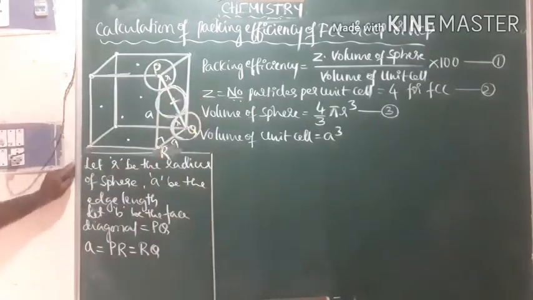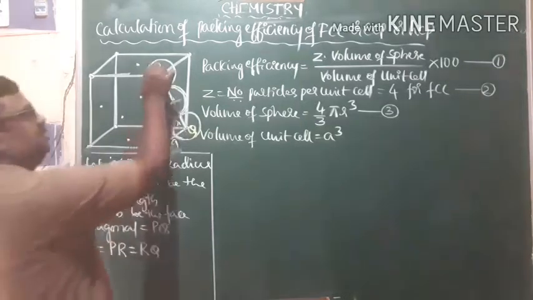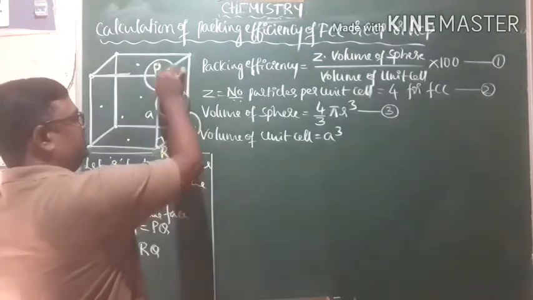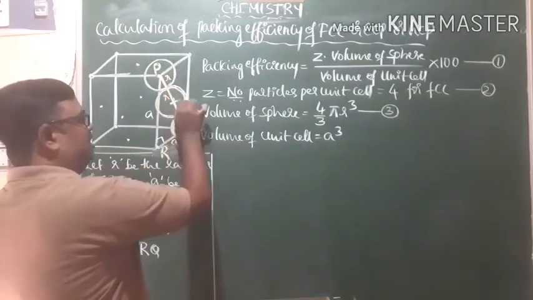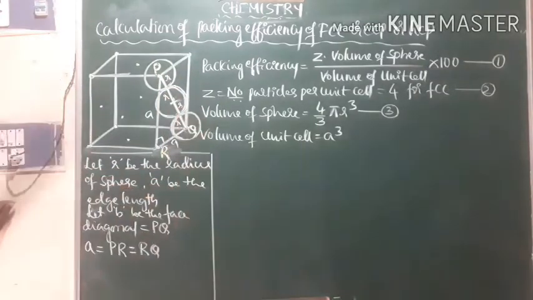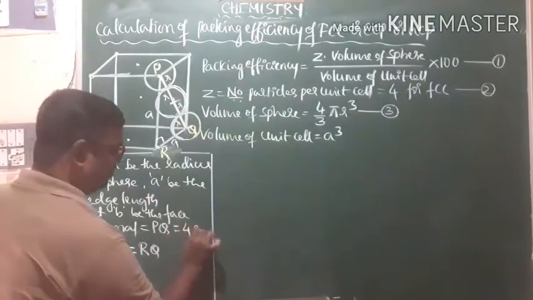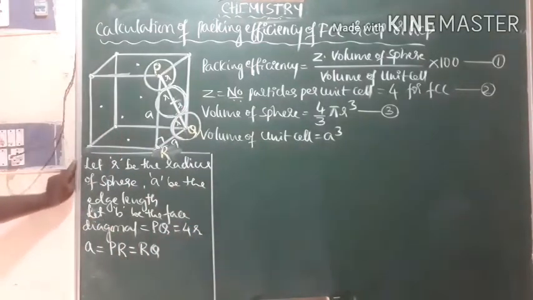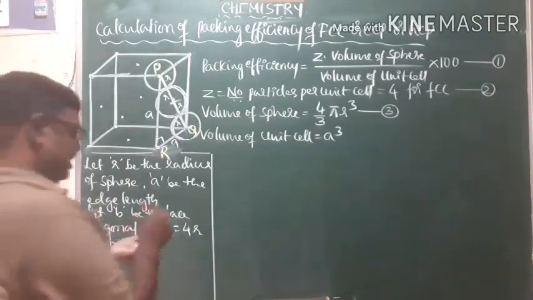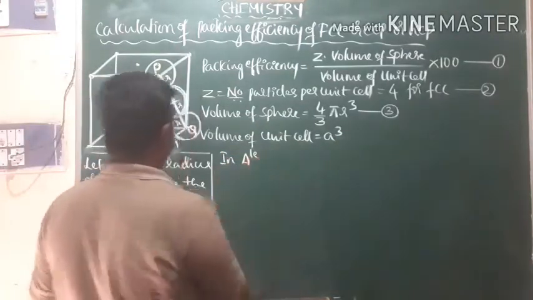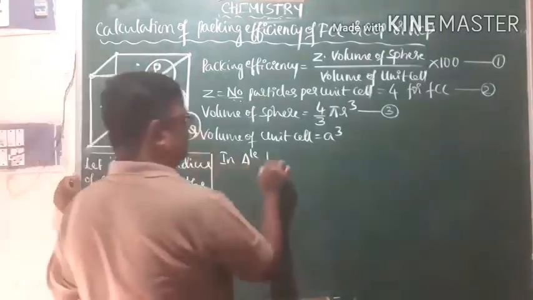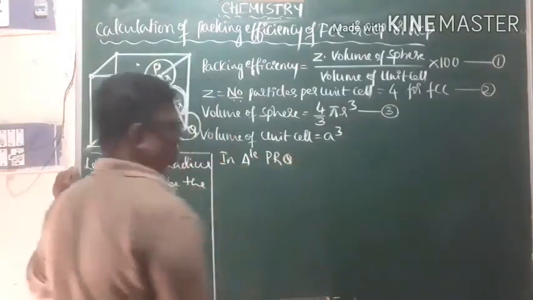Now we'll find the particles at the face diagonal. This B is equal to the face diagonal, that is 1R, 2R, 3R and 4R. Therefore, B is equal to 4R. Then in the right angle triangle, PR.